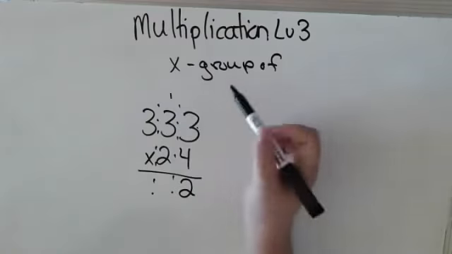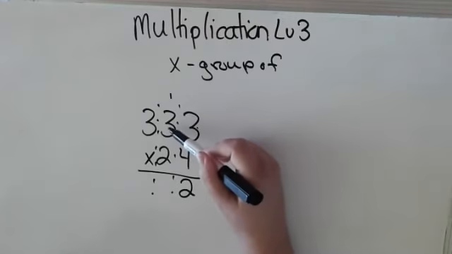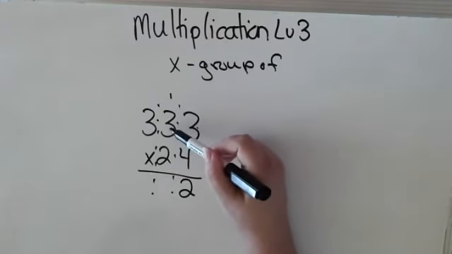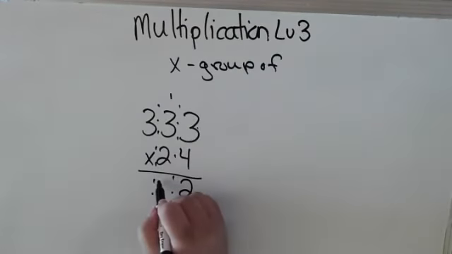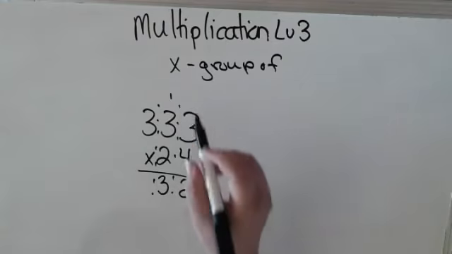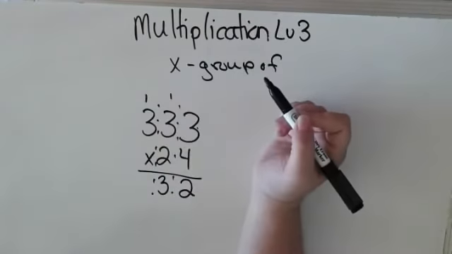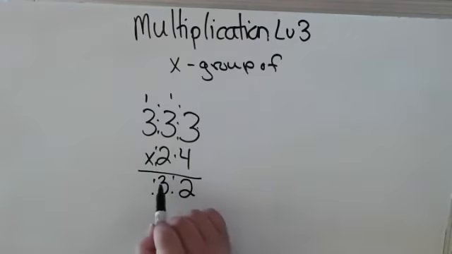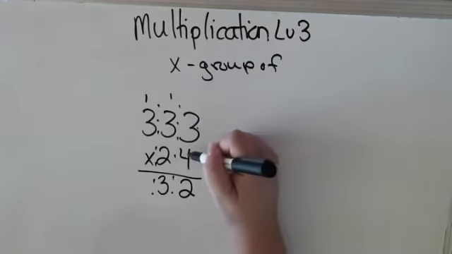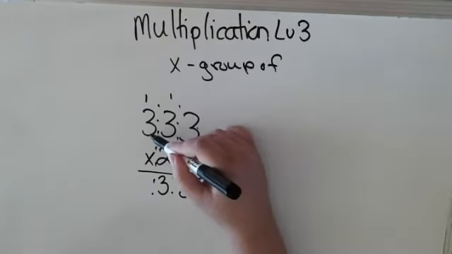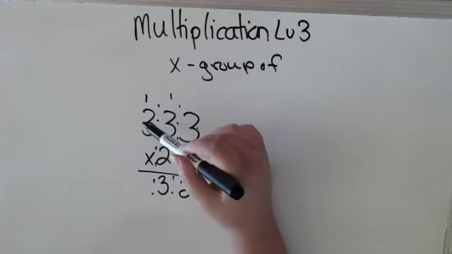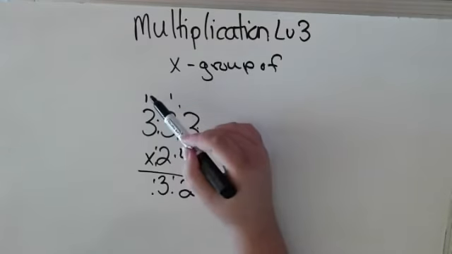Carry my 10. 4 times 30, or 4 times 3, is 12, plus the 1 is 13, or 130. Carry the 100. Okay, remember that was 130. 4 times 3 is 12, or 4 times 300 is 1,200, plus the 100 is 1,300.